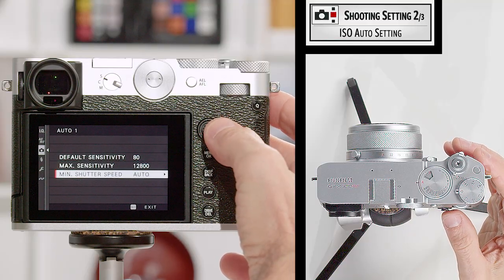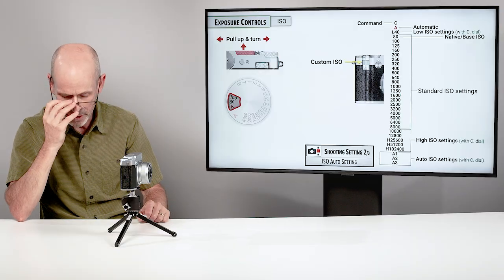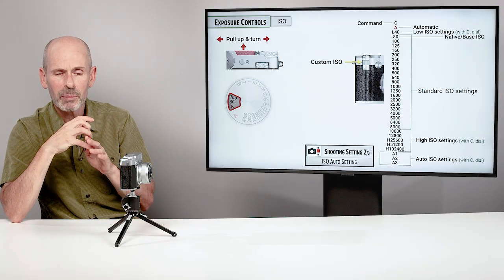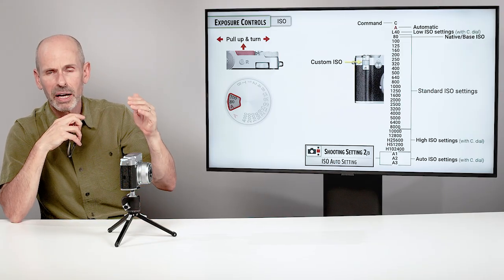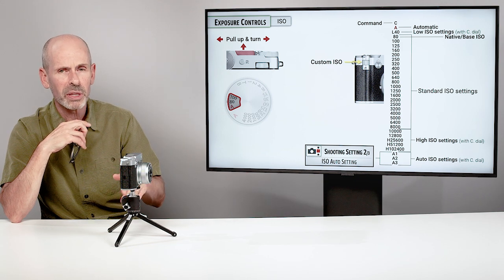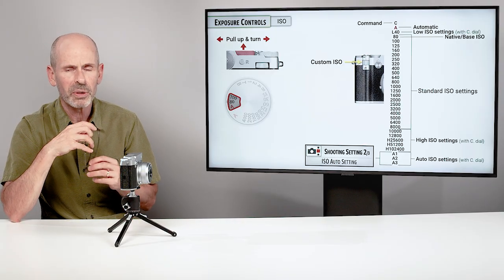The third one is maybe the most interesting, the minimum shutter speed. So what the minimum shutter speed is, it is when the camera is going to decide to choose a higher ISO. And so you need to figure out what is the lowest shutter speed that you're willing to hand hold before the camera bumps up the ISO. So what's the slowest shutter speed that you can hand hold the camera?